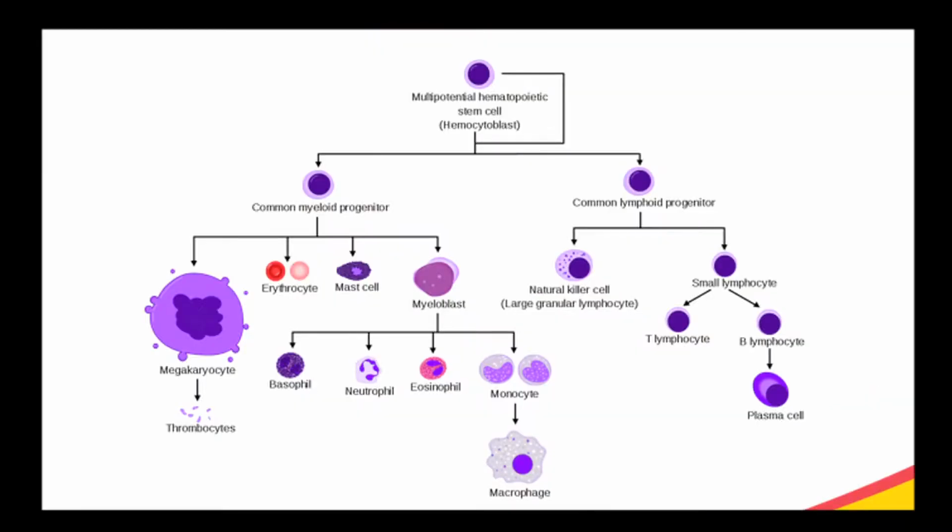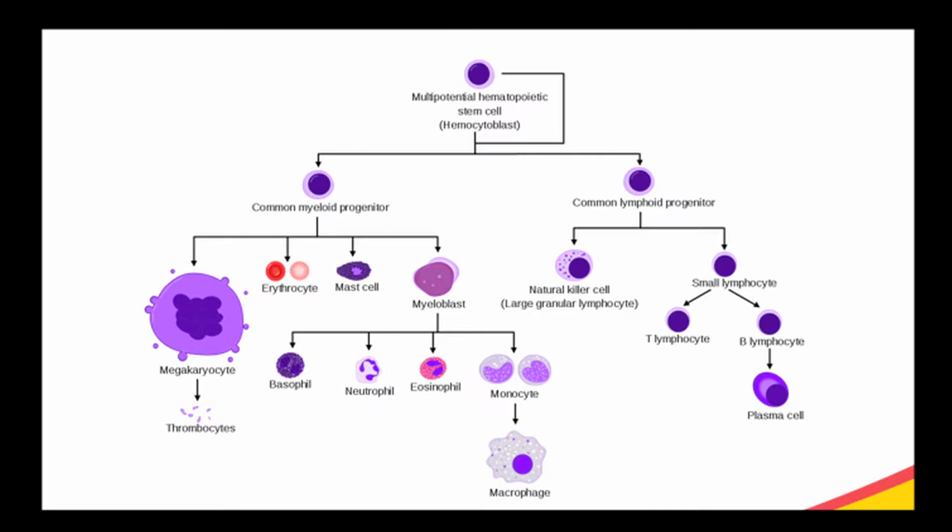Just to review very briefly, you have your stem cell progenitor, which can become a myeloid progenitor or a lymphoid progenitor. The myeloid progenitor cell line is much more complicated, and it differentiates to megakaryocyte, which then leads to your thrombocytes or platelets. You also have erythrocyte, mast cell, and myeloblast. The myeloblast further differentiates to the basophil, neutrophil, eosinophil, monocyte, and then the macrophages are from the monocyte line.